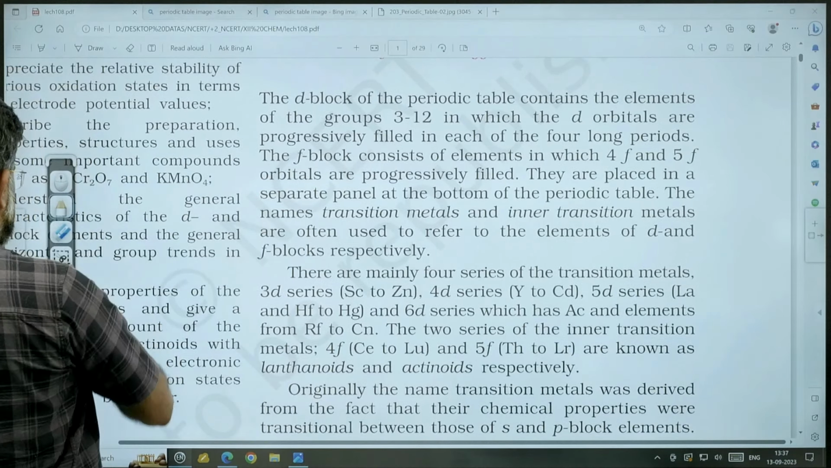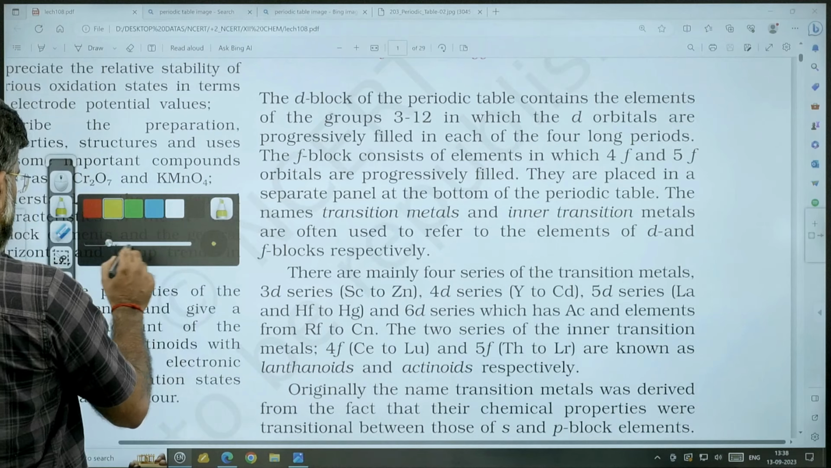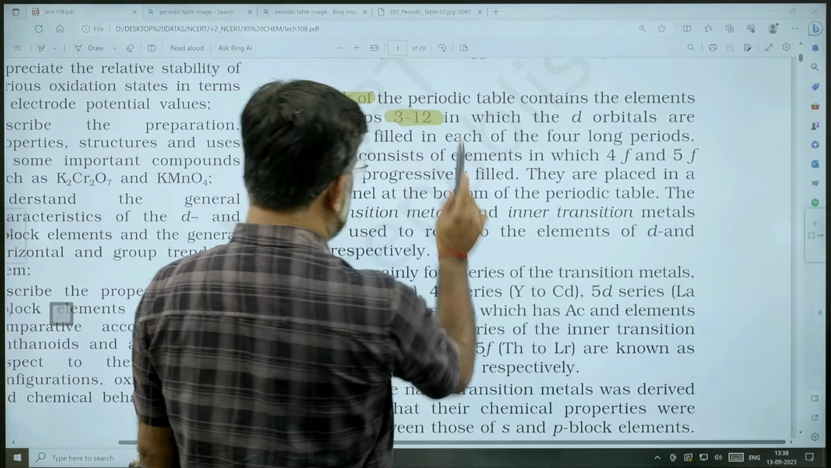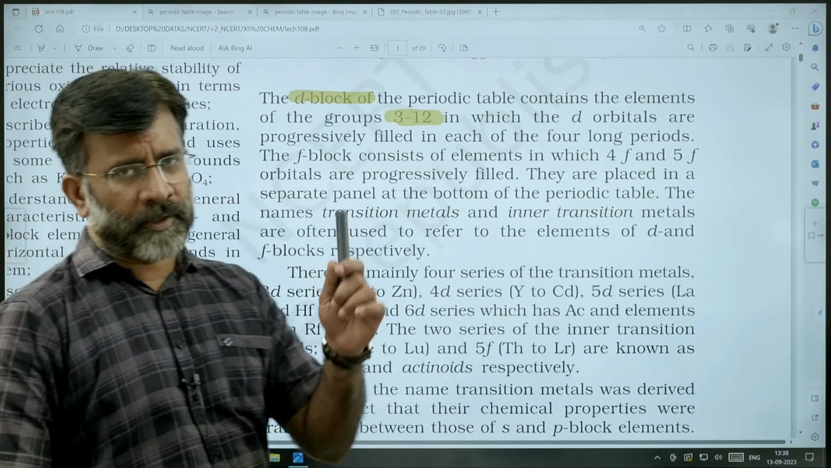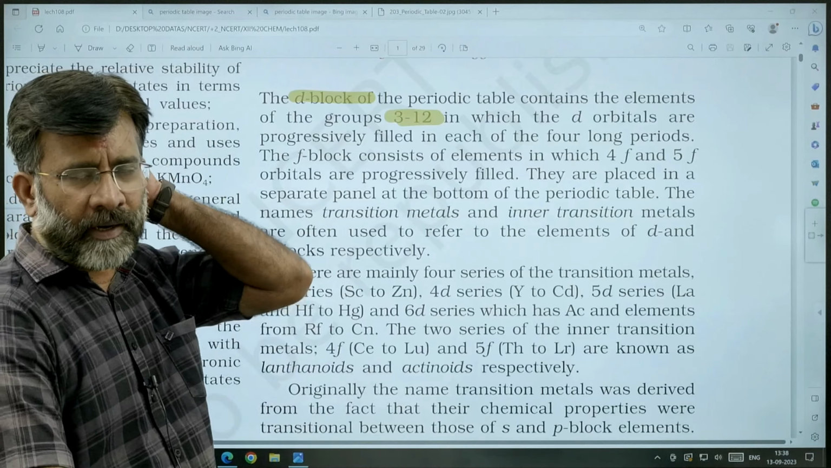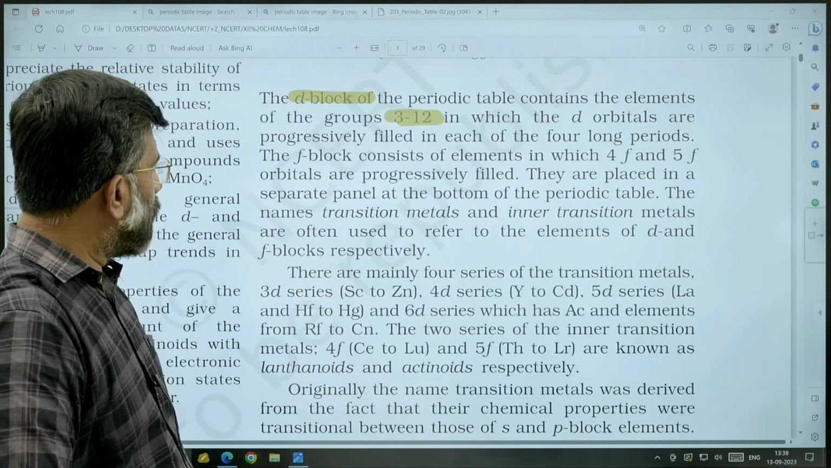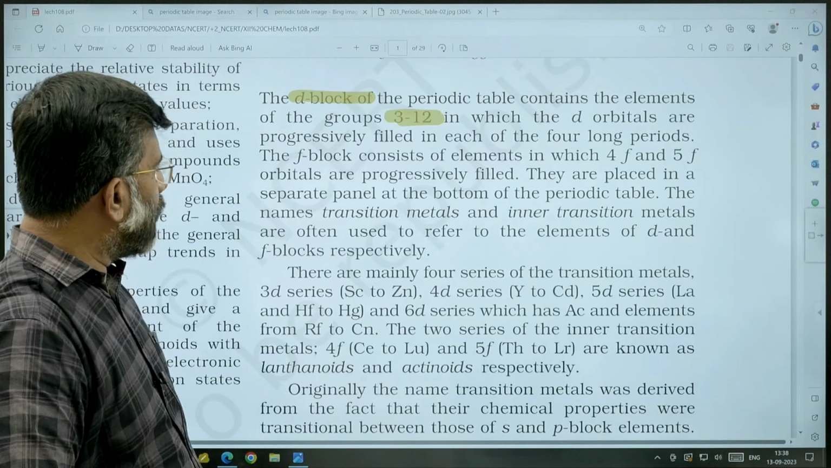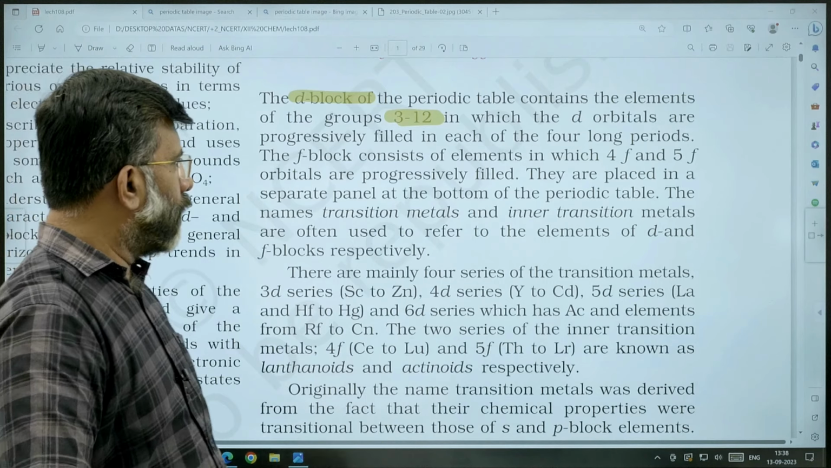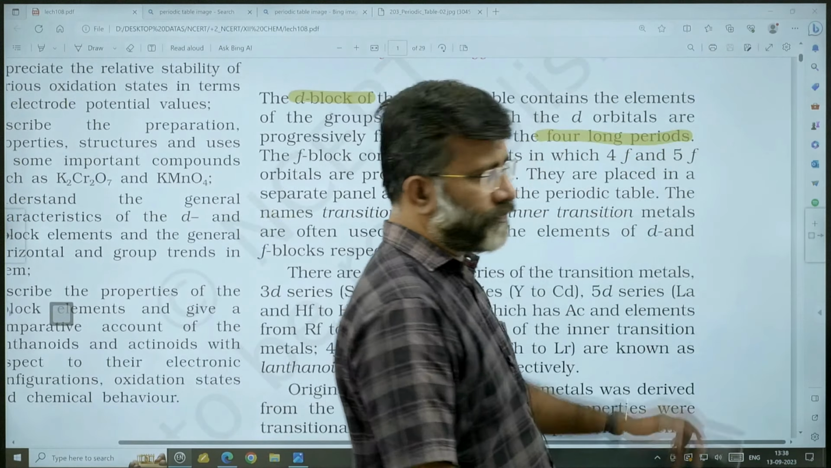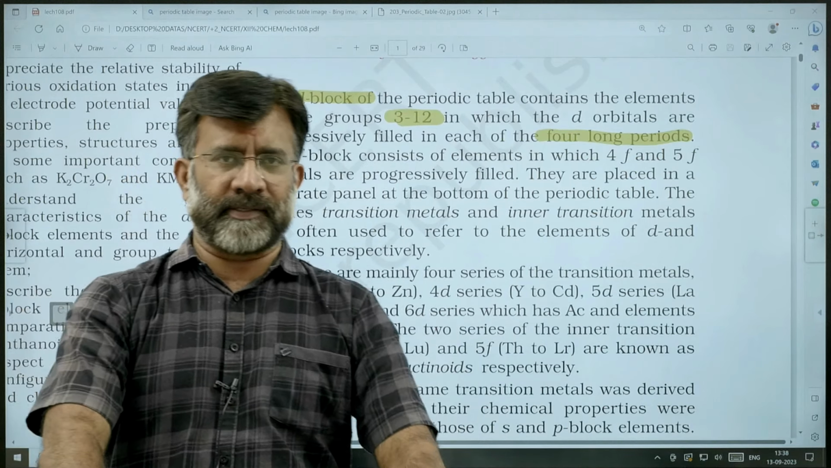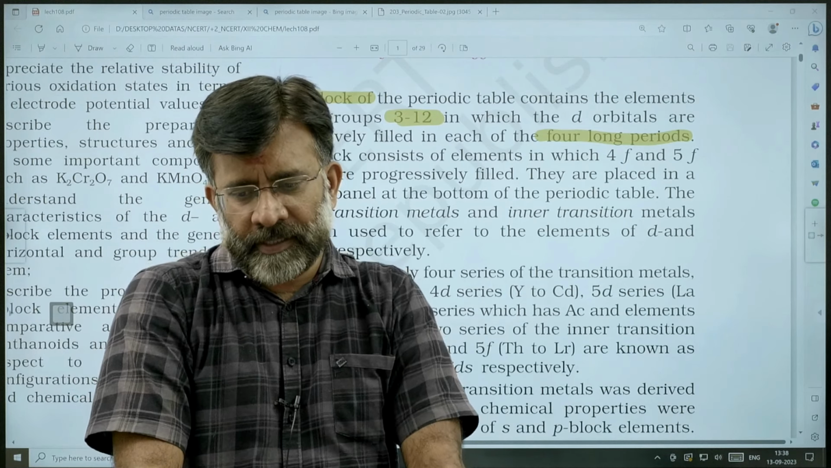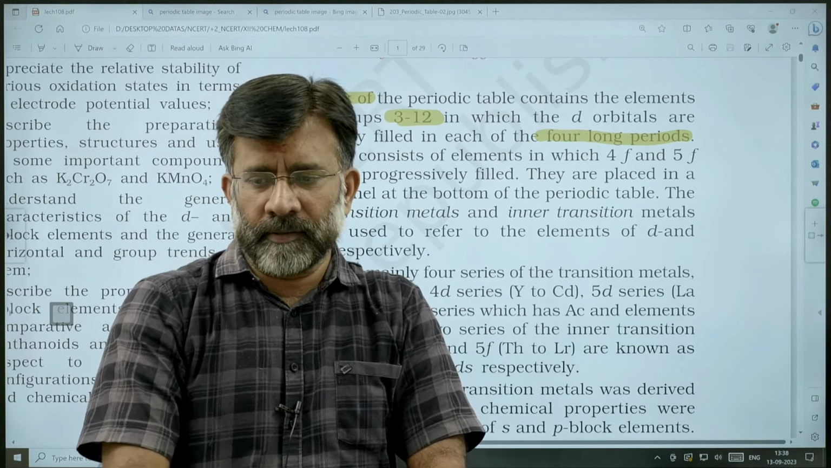First of all, D block elements. It is group 3 to 12, all of you know, where d orbital filling occurs. The d orbitals are progressively filled in each of 4 long periods, 4 series of elements. Of course, a detailed discussion is only about 3 series.